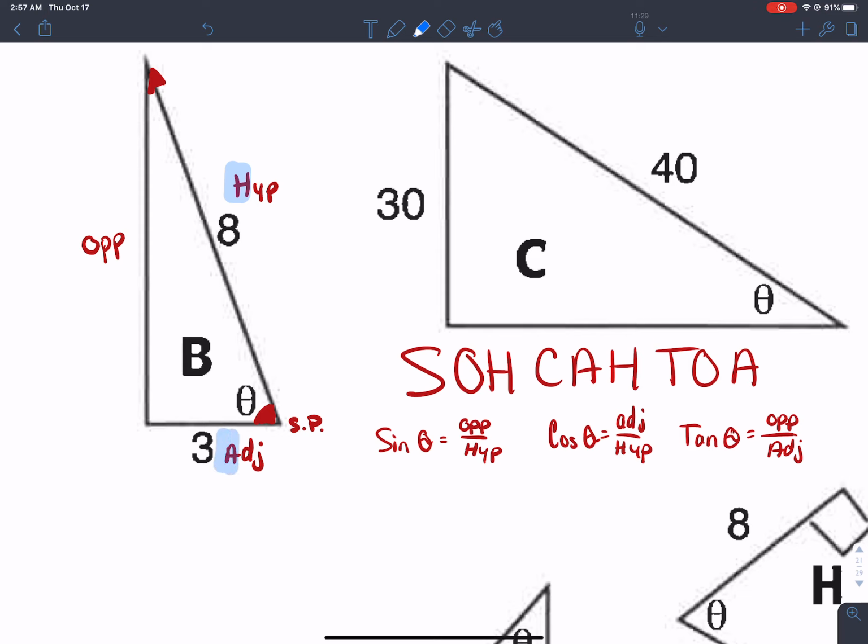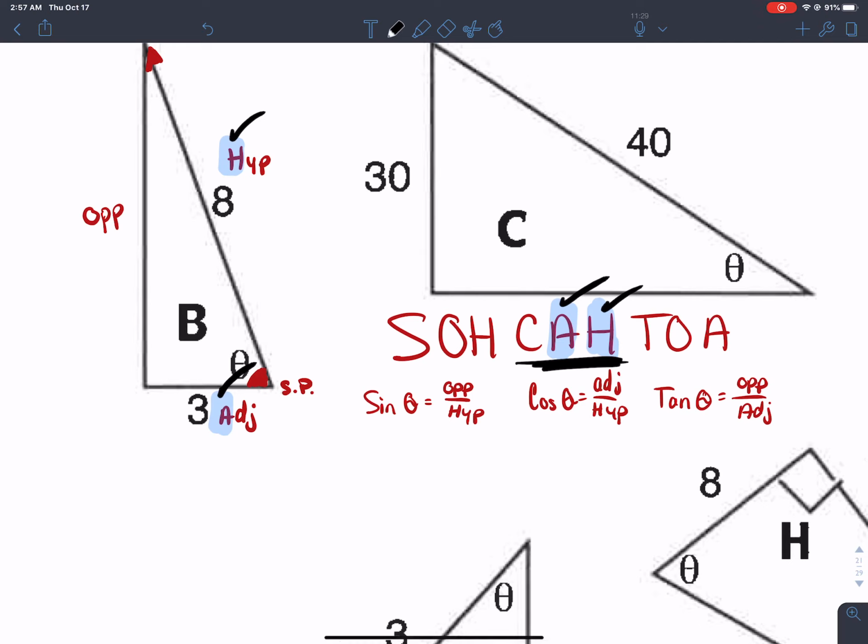Going through the list, sine has opposite, hypotenuse. Those things don't match up with what I've got highlighted from the diagram, so it can't be sine. I go over one more. I have adjacent, I have hypotenuse, and sure enough, hypotenuse, hypotenuse, adjacent, adjacent, that matches up. So cosine's the winner. Okay, we're going to show the work.